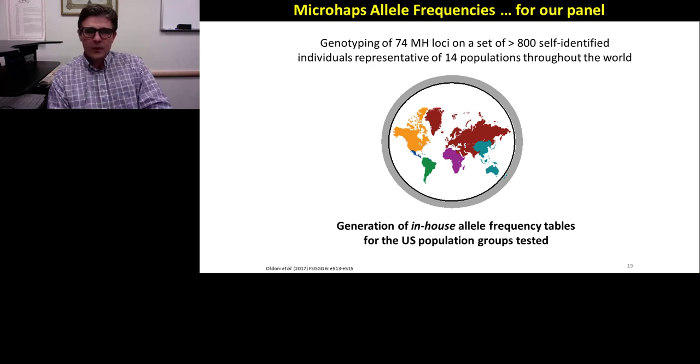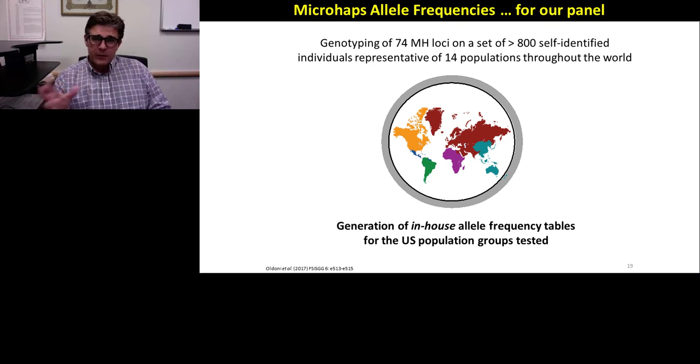And we've also tested how well we could use microhaps to predict the ancestry of an individual. For that, we used the allele frequencies that were generated for many more populations across the world by Dr. Ken Kidd and his lab. And here's an example of how ancestry prediction could be done.